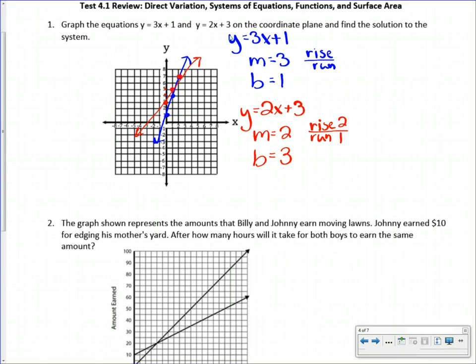When it says find the solution to the system, you're looking for the point where the two lines cross. Well, right here, both of our lines cross at that point. They both went through 2, 7. So the coordinate of that point is 2, 7. So your solution to this system is the point 2, 7.